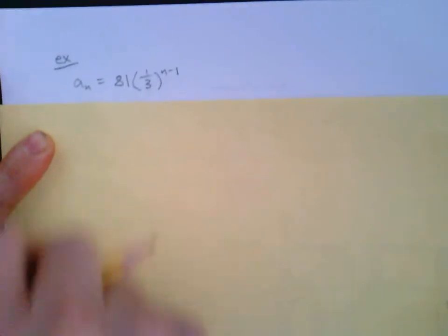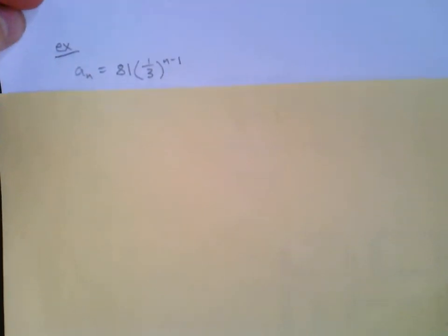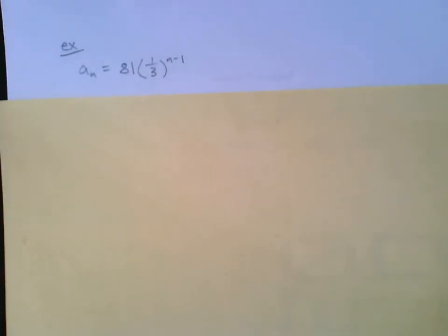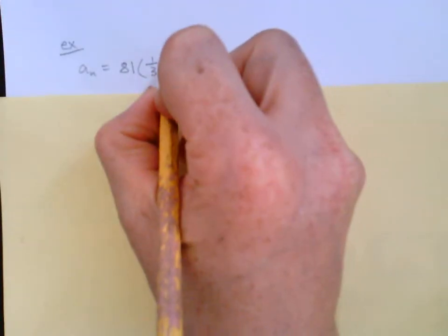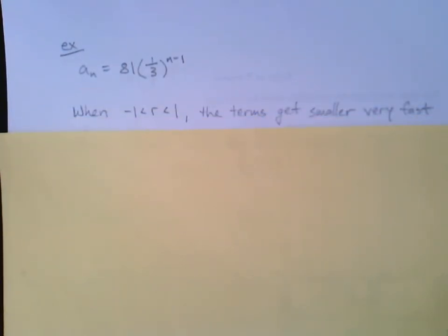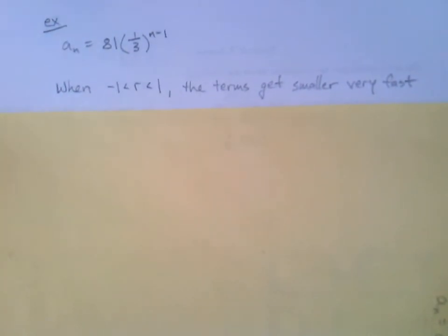Now, geometric series have this really interesting property that we just can't ignore. Let me introduce that to you just with this sequence right here. A sub n equals 81 times 1/3 raised to the n minus 1. All right, what am I going to do with that? I just want to explain something first, and then we're going to look at the details.